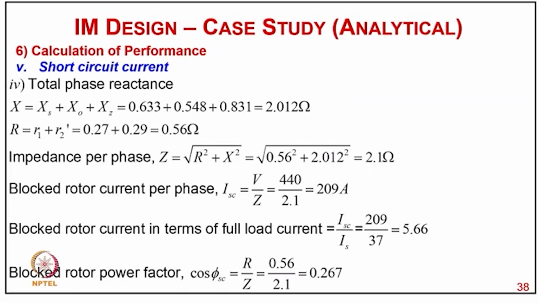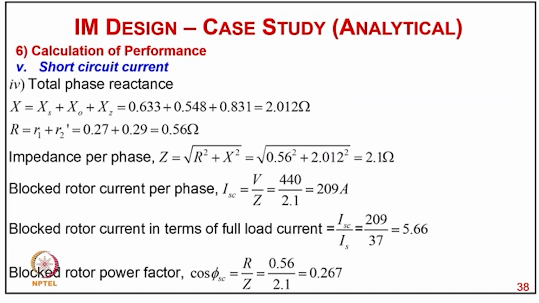Now the total reactance per phase is XL equal to XS plus X0 plus XZ. Putting in the values, it comes to 2.012 ohm. The total resistance referred to the stator is R1 plus R2 dash. We already got it earlier, so it is 0.27 plus 0.29, that is 0.56 ohm. So the impedance per phase of this 50 kilowatt induction motor, Z, is equal to under root R square plus X square, which comes to 2.1 ohm, and the block rotor current will now be IS equal to V upon Z per phase.